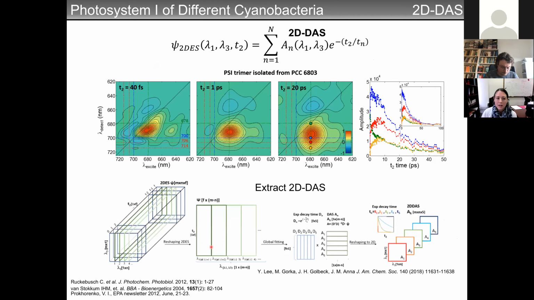Okay. So I'm not going to go over this slide that much, but I just want to say that when we think about the global analysis, we can think about the 2D spectra as a sum of n components, where each nth component has an amplitude, and the amplitude evolves with this time scale Tn. And so these amplitudes are going to be the 2D decay associated spectra, and I usually end up calling these 2D DAS.